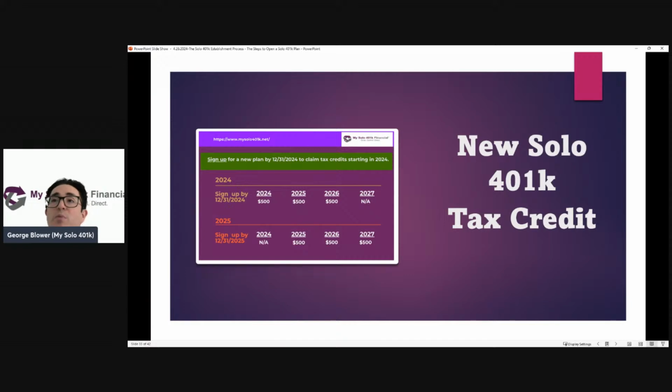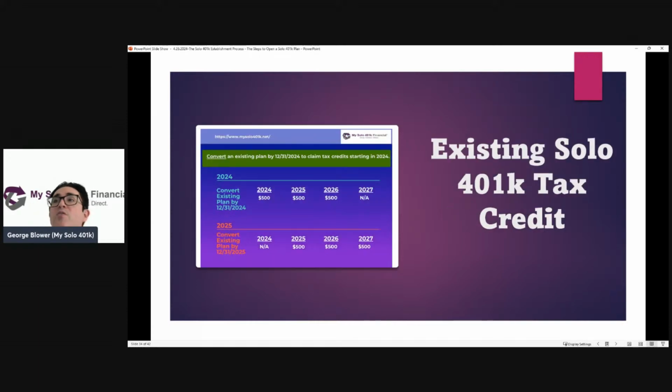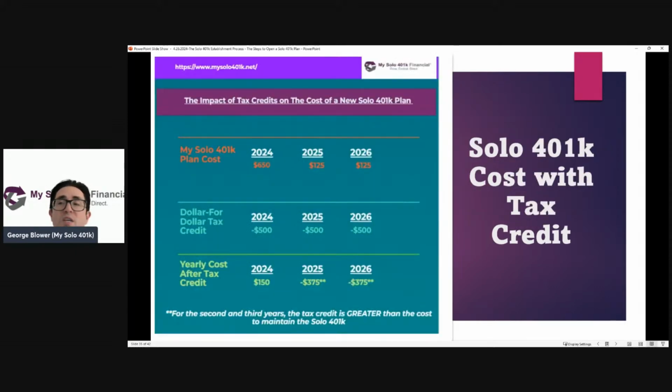So if someone sets up a plan here in 2024, they'd be able to claim the $500 credit starting with their 2024 taxes, and then again for 2 more years for a total of $1,500. If someone already has an existing solo 401k, could be a Vanguard, could be a Fidelity, Schwab, etc., and then they convert to our plan here in 2024, that would make them eligible to start being able to claim the $500 credit when they file their 2024 taxes, and then again for 2 more years in 2025 and 2026.